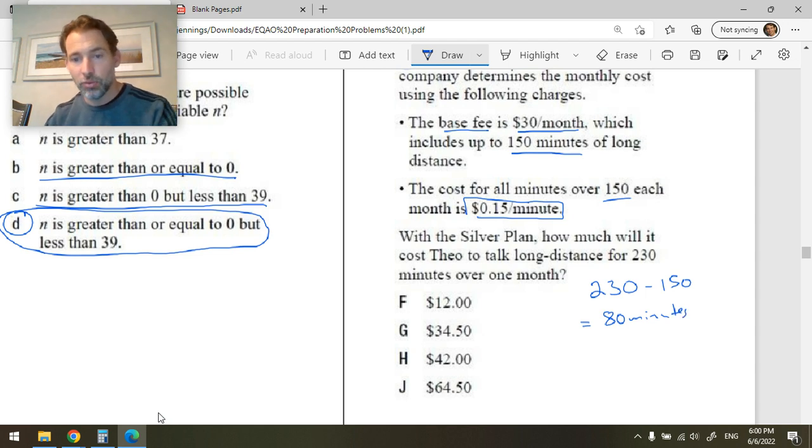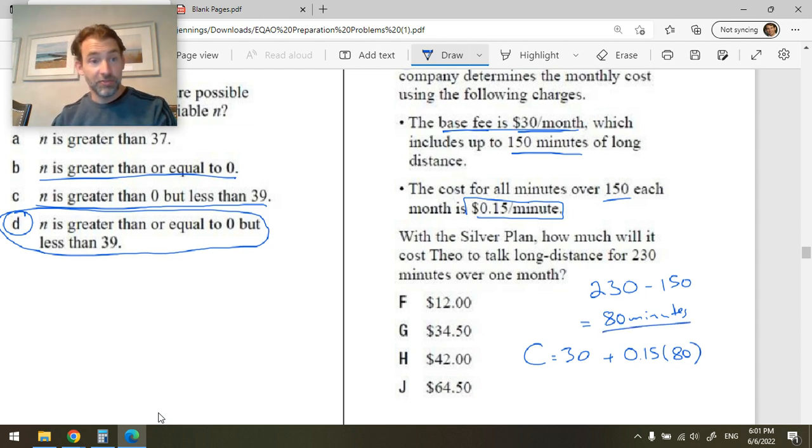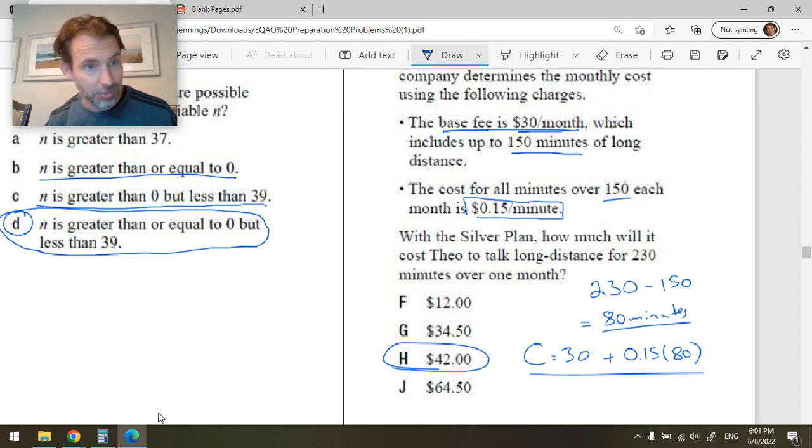And let's produce a little equation. Cost is going to be equal to the flat fee, the base fee here, $30, plus the cost per minute, 0.15 multiplied by 80, because that's the number of minutes he has to pay for. 80 times 15 cents is $12. So the cost is $42. Okay, check this with a calculator if you don't trust me.